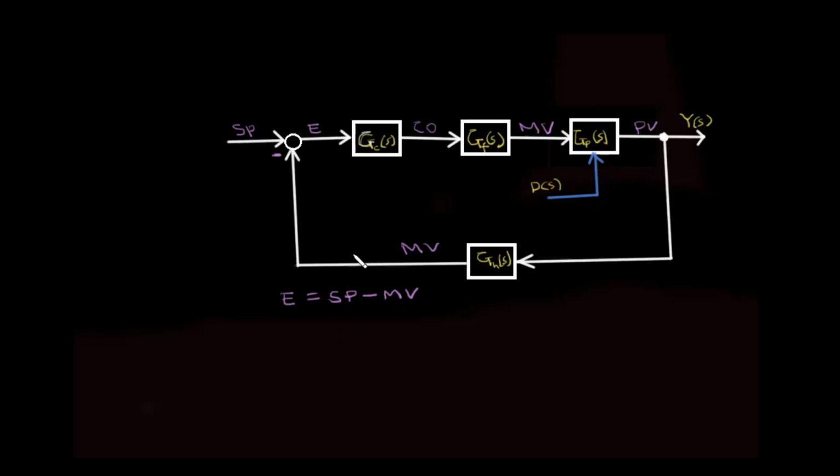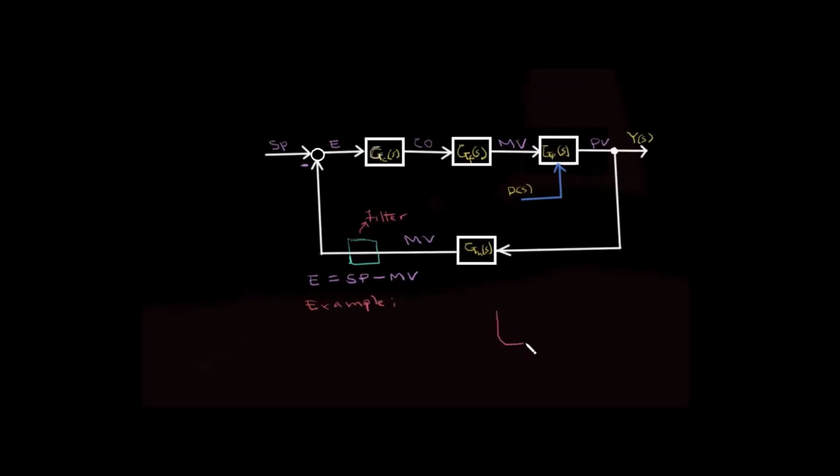In the future, you may find between this point and this point another block here. The function of this block is called the filter. But these are the main elements. And so let's take an example.